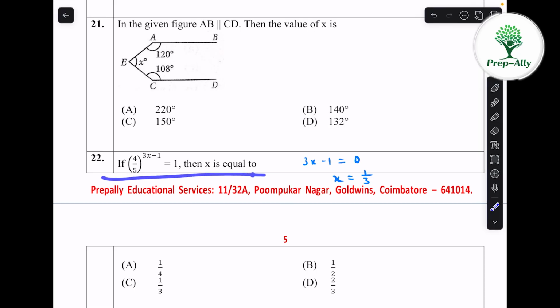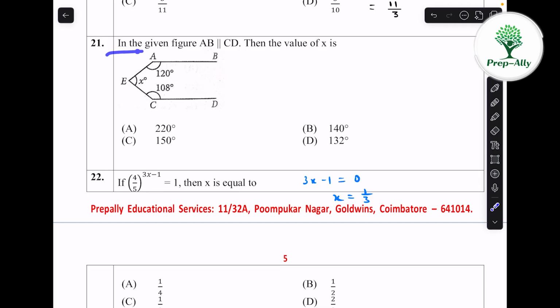Let's see how to solve this question. Here the question is: if this equals 1, then what is x, right? So see here now, this should be 0, right? Then only it will be 1. So I'll put this equal to 0, and from here I'll find x. So x equals 1 by 3. So this is the answer.